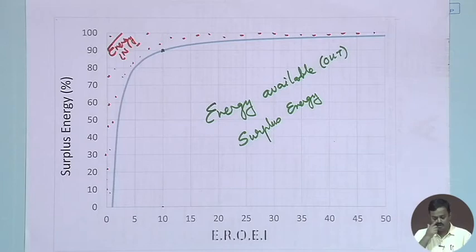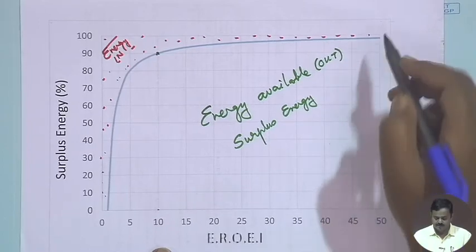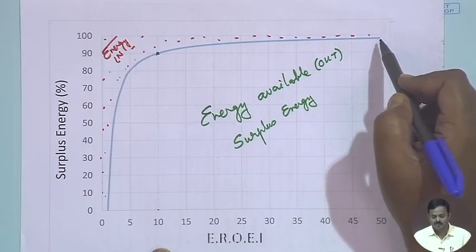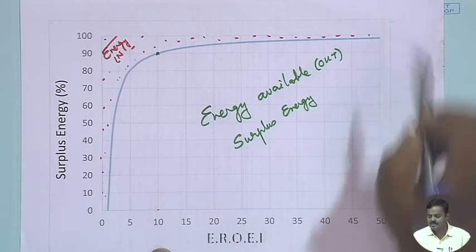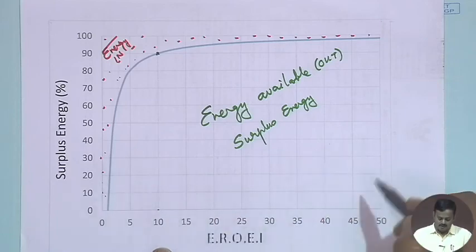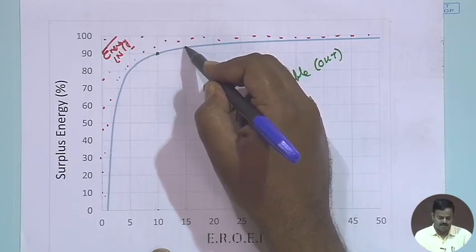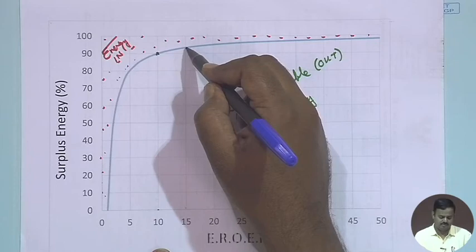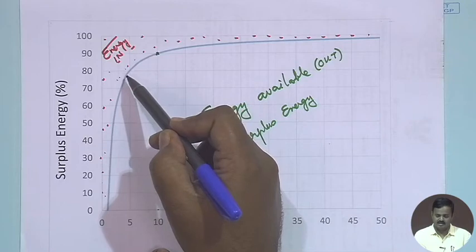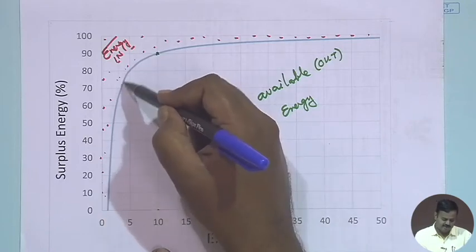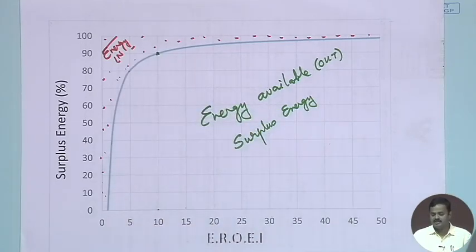All right. So, as you can see, at an EROI of 50, only 2% of the energy that I get is actually used up for producing that energy, and the rest, 98%, is available. At 15 it is still quite high, about 93% or so. At 10, 90%, it is still okay, but this is where the hockey stick starts. And if you look beyond 5, we are really on this part of the curve, which is called the energy cliff.